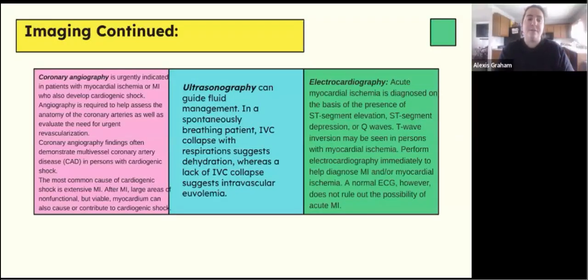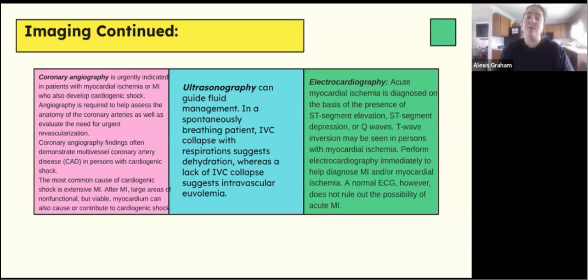Coronary angiograph often demonstrates multivessel coronary artery disease, which is in short CAD, in people who have been diagnosed with cardiogenic shock. The most common cause of cardiogenic shock is extensive MI, and then after MI, large areas of non-functional but viable myocardium can also cause or contribute to cardiogenic shock.